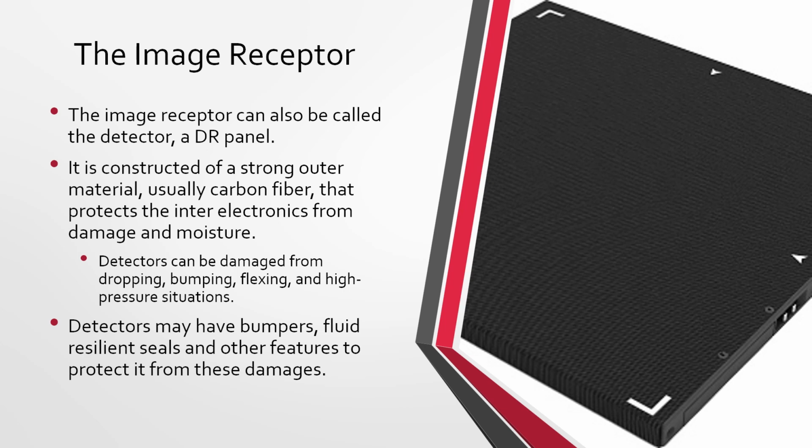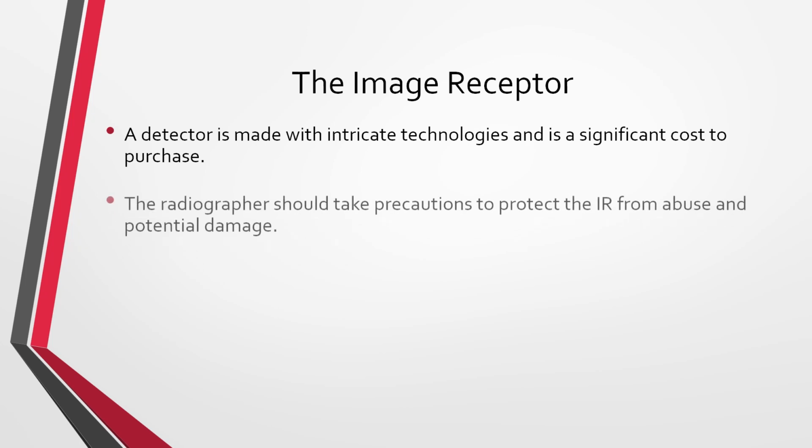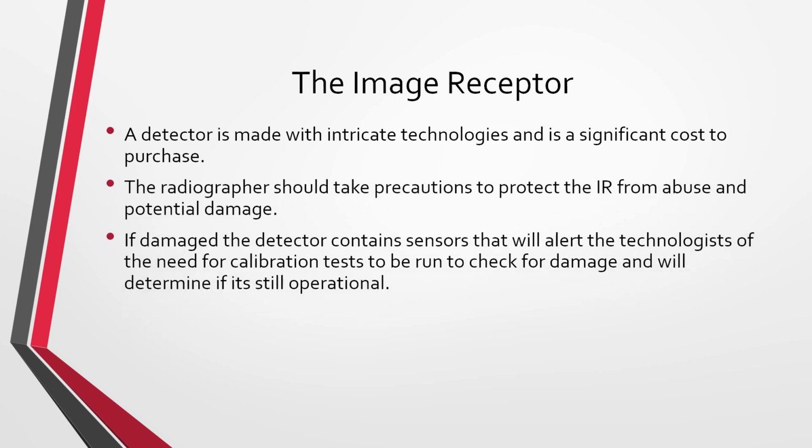Back in the day where we had film or CR, you had multiple cassettes. Here you only have the one that you're constantly using. A detector is made with intricate technologies and is a significant cost to purchase, as we just said. The radiographers take precautions to protect the IR from abuse and potential damage. If damaged, the detector contains sensors that will alert the technologist of the need for calibration tests to check for damages, and will determine if it's still operational.